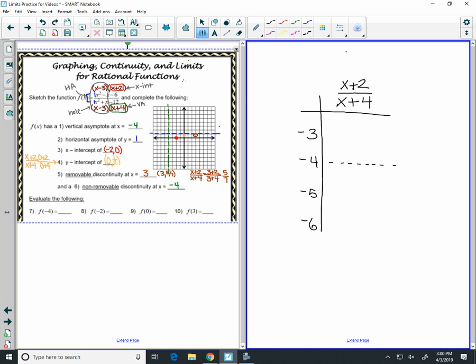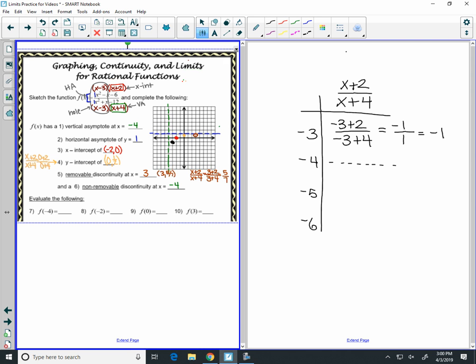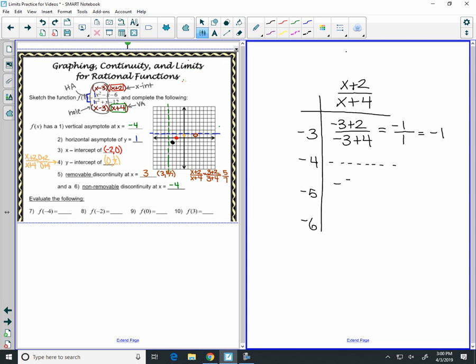So I'm going to plug -3 in. -3 plus 2 is -1. -3 plus 4 is +1. So at -3, my ordered pair is -3, -1. I'm going to go ahead and plot that over here. I know that's tiny, but we'll draw it. So that is going to make a nice curve for us. Let's do -5 and -6. At -5, on top I'm going to have -3. On bottom, -5 plus 4 is -1. So my ordered pair there is going to be -5, 3.